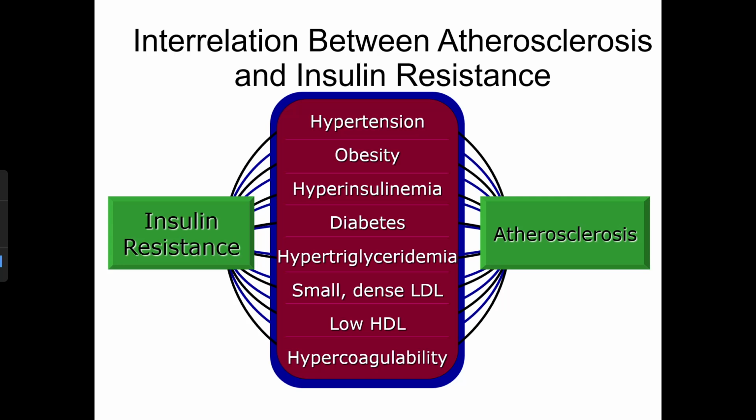You can have hypercoagulability, so the blood clots more, and that can contribute to the plaque formation inside of the blood vessels. Once you have atherosclerosis, it will lead to hypertension. It will lead to high blood pressure. When you reduce the volume that is inside, you're going to increase the pressure.